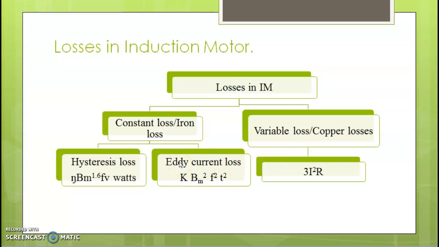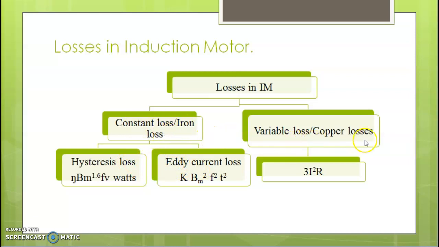Hence, to reduce the eddy current loss, we are using laminated sheets, and to reduce the hysteresis loss, we are using high quality magnetic materials such as silicon steel. So by controlling these two, we can control iron loss.